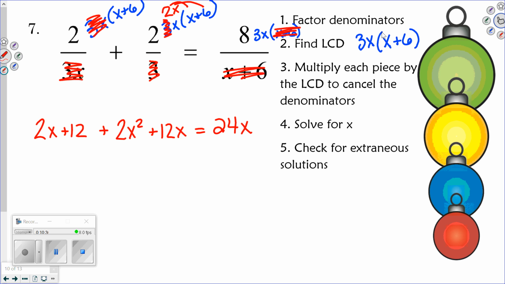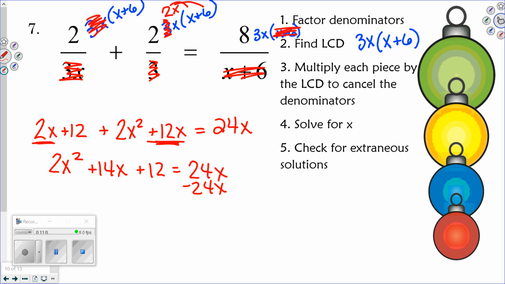Solve like normal or set equal to 0? Set equal to 0 because there's an x squared. So I definitely got some like terms. Let's put those together first. So 2x and 12x, 14x plus 12 equals 24x. All I did at this step was put my like terms together. All right, but we did establish we need to set it equal to 0 because we have an x squared. So we'll subtract the 24x over here. So 2x squared minus 10x plus 12 equals 0.